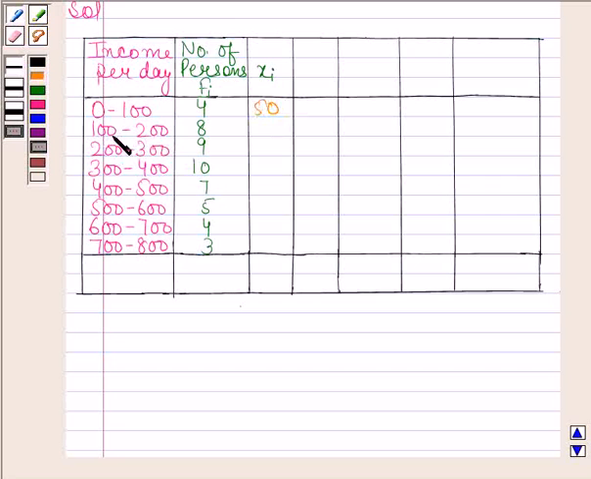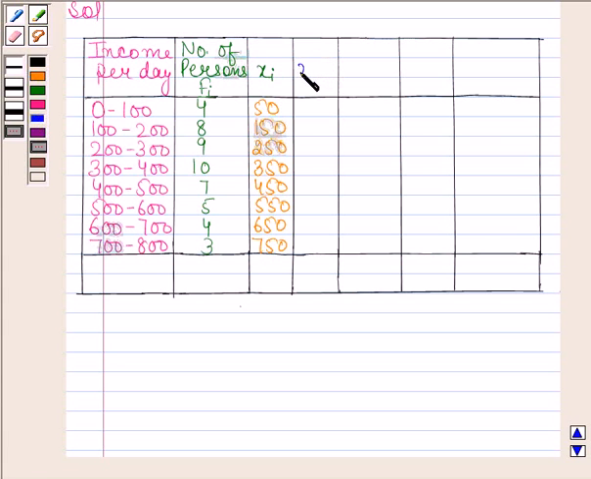Midpoint of this class interval is 100 plus 200 by 2, and this is equal to 300 by 2, and 300 by 2 is 150. Then we have 200 plus 300 divided by 2, and this is 250. Then we have 300 plus 400 divided by 2, which is equal to 350. Midpoint of this class interval is 400 plus 500 by 2, and this is equal to 450. Then we have 500 plus 600 divided by 2, and this is equal to 550. Then we have 600 plus 700 by 2, and this is equal to 650. And then we have 700 plus 800 by 2, and this is equal to 750.